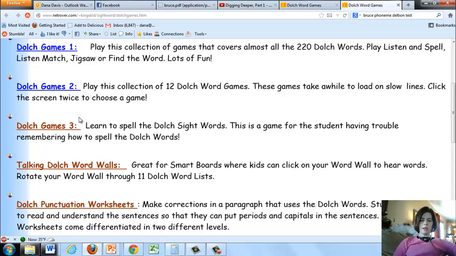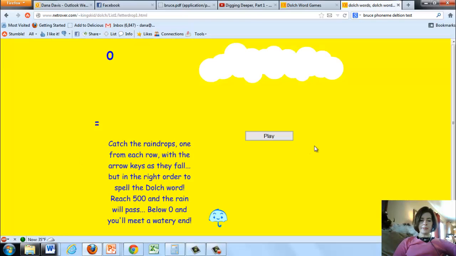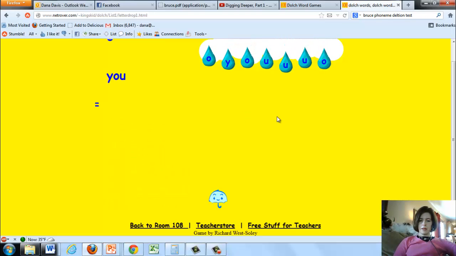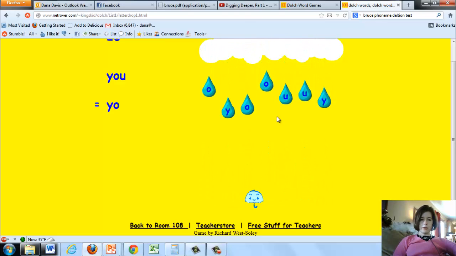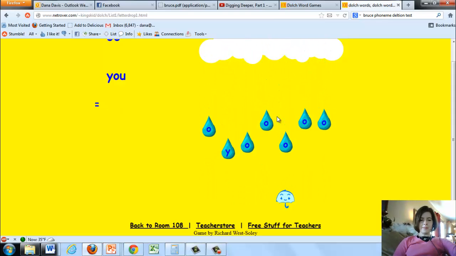I was exploring this game, and it helps with spelling the Dolch words. And so let's look at list 1, the rain game. It says catch the raindrops, one from each row with the arrow keys as they fall, but in the right order to spell the Dolch word. Reach 500 and the rain will pass. Below 0 and you'll meet a watery end. So let's see if I can do this. Okay, what's the word? Oh, Y? So it's Y-O-U. Uh-oh, did I do it? Oh, you get the idea. So it's a fun little game.